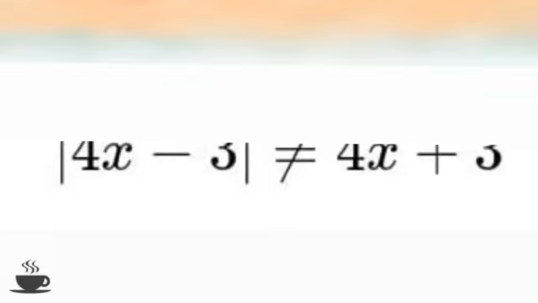Also, don't make the mistake of assuming that absolute value just makes a minus sign into a plus sign. In other words, don't make the following mistake: |4x - 3| is not equal to 4x + 3. This just isn't true. If you are not sure you believe that, then put in a number for x.